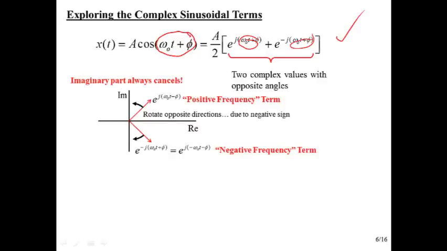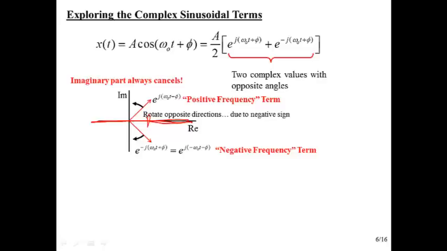So what that says is that as time goes on, since this is a plus j omega 0 t, it's going to be rotating in that direction. The angle is increasing. And a minus j omega 0 t term is rotating in the other direction. And as those rotate, they create the cosine that lies on this real axis.